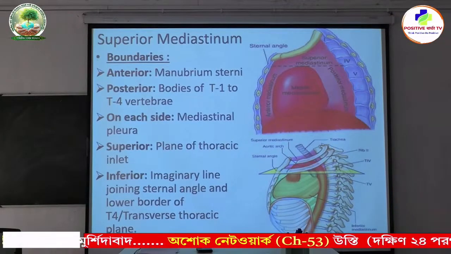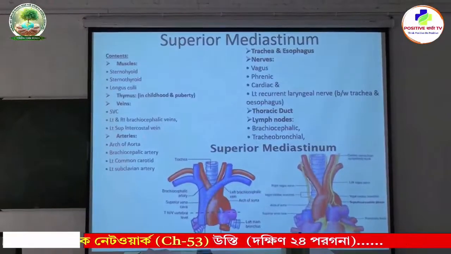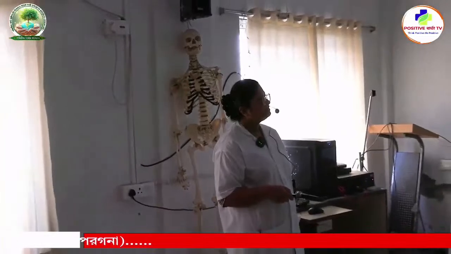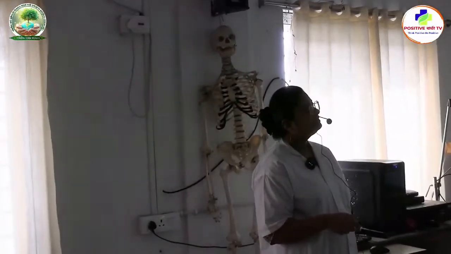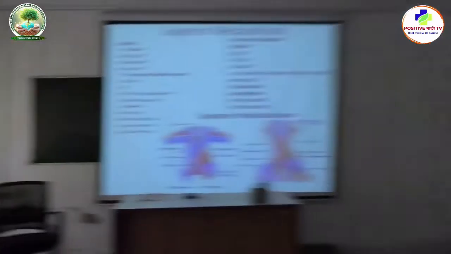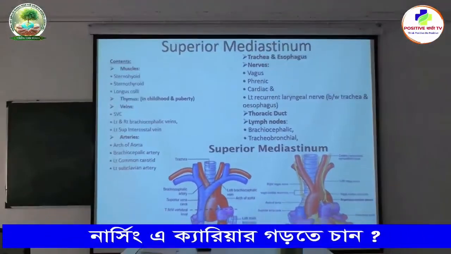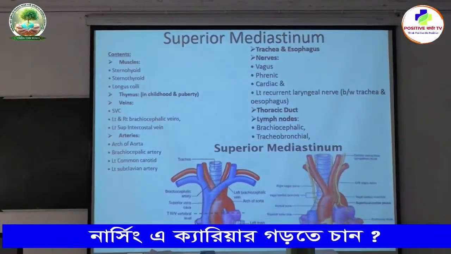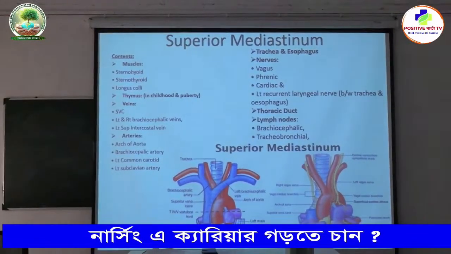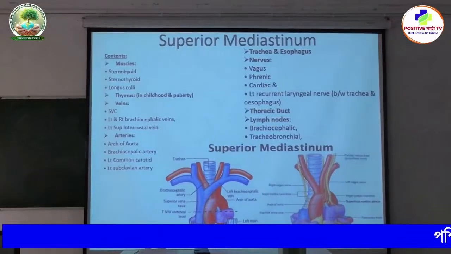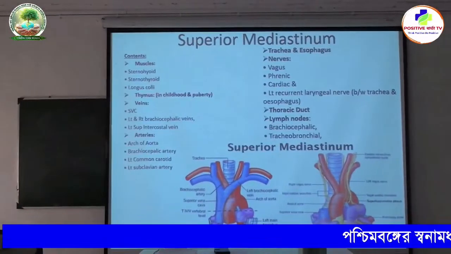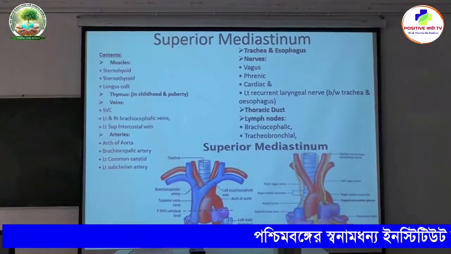So superior mediastinum. Okay. Now the contents of the superior mediastinum. See, this dotted line is representing the transverse thoracic plane. So the structures lying above, these are the contents of the superior mediastinum. Okay. So see the contents. Three muscles are there: sternohyoid, sternothyroid. These two are attached on the posterior aspect of manubrium sterni. Longus colli. Longus colli is attached to the vertebral body posteriorly. Thymus, this is present only in childhood and puberty.